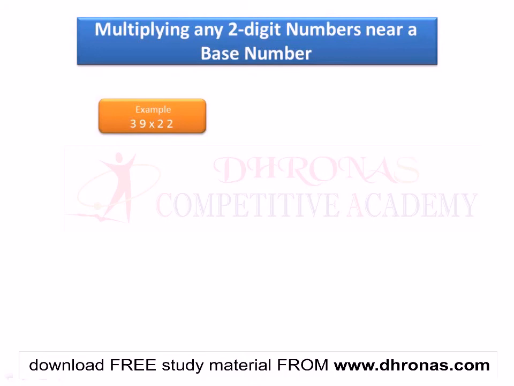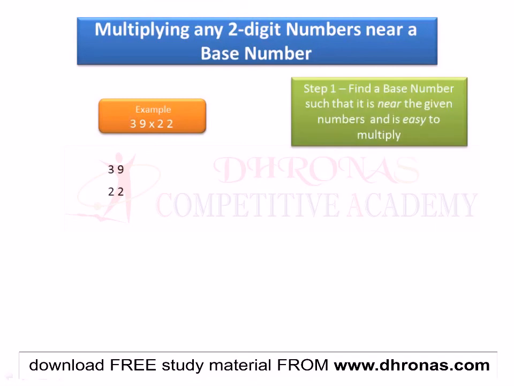Here's an example of multiplying any two-digit numbers near a base number. 39 times 22. The first step is to find a base number, and the base number is such a number that is both near 39 and 22, and also it's easy to multiply with. Now in this case, we'll take 30 as the base number because 30 is both close to 39 as well as 22, and it's also easy to multiply with.